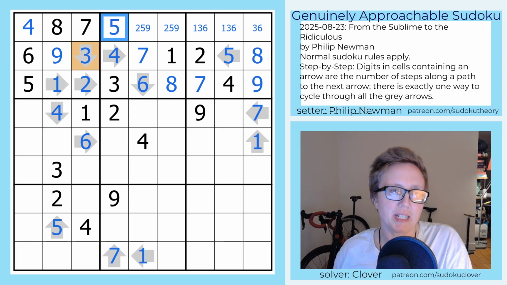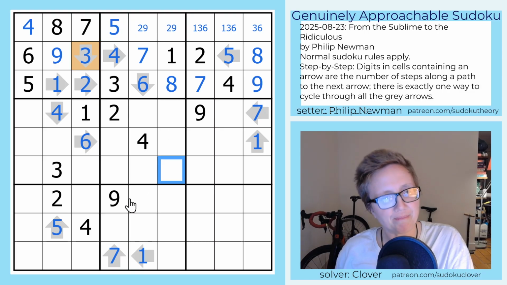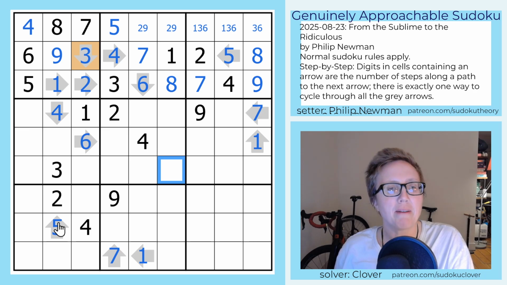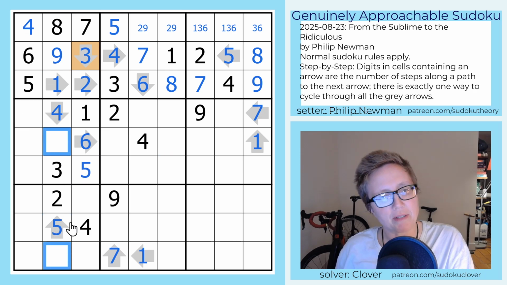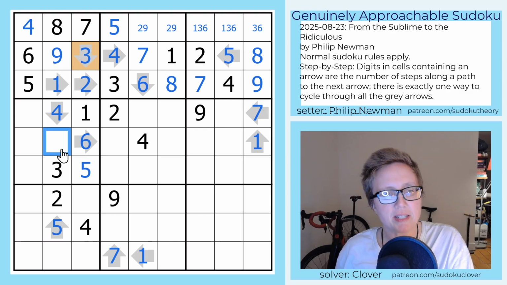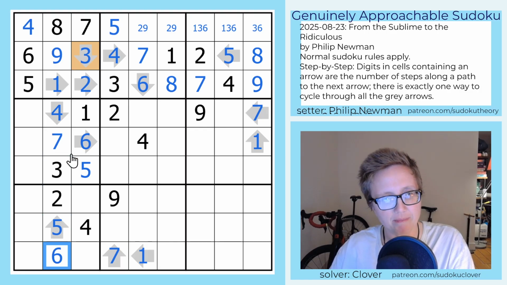And because there's a 2 and 9 in this column, that's going to be my 5. Now I have 5s here and here. That places a 5 right there. And I bet I can finish off this column now. I'm going to need a 6 and a 7. Yep, I can take care of that.